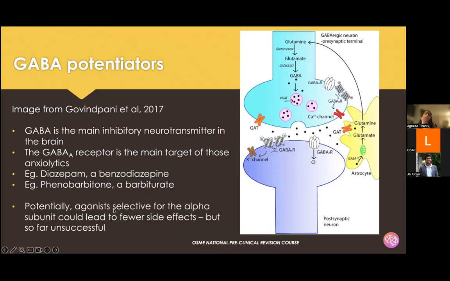We think that if we were able to create an agonist selective for the alpha subunit, we could have fewer side effects because, as you might know, all these GABA potentiators make you very sleepy, and they've got a really wide range of side effects that we wouldn't want. Addiction. There's the idea that if we make them selective just for the alpha subunit, we could have an anxiolytic effect, but with fewer side effects. They've tried doing this, but so far it hasn't been successful.